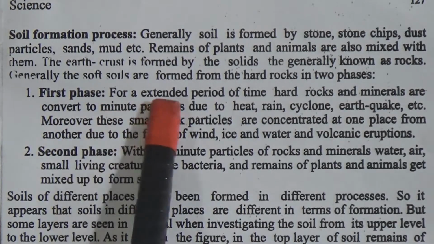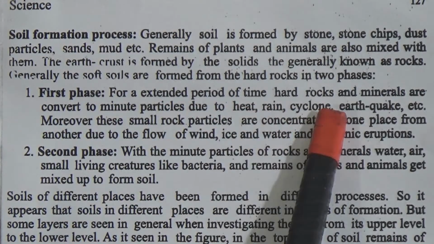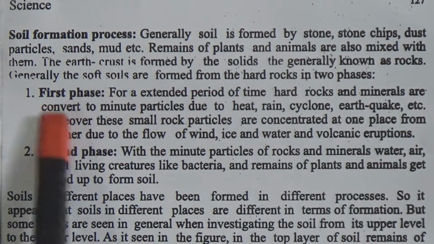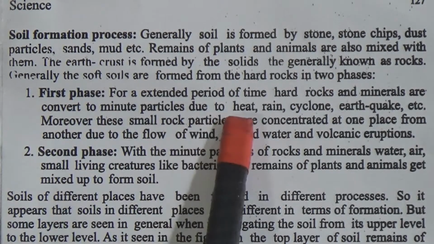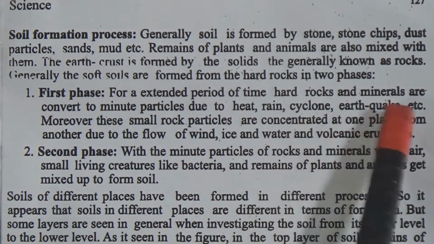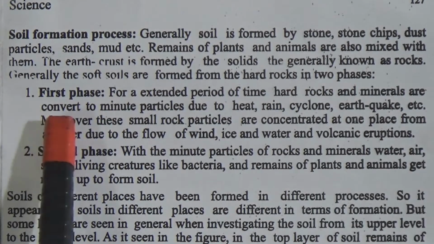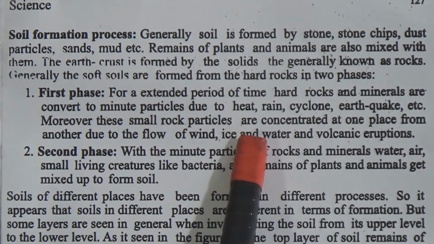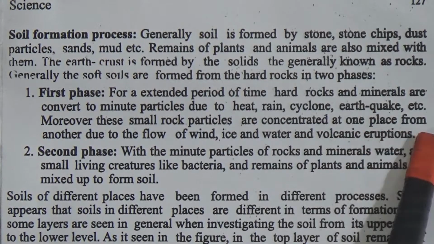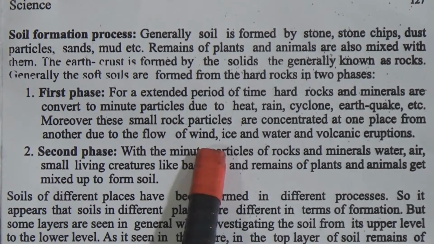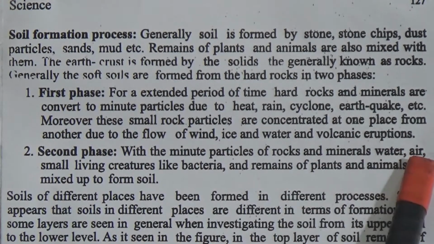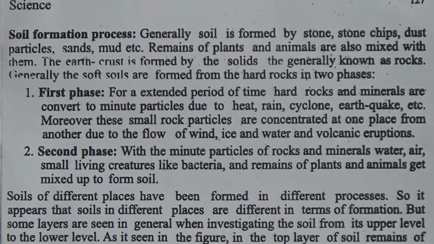First phase. Over an extended period of time, hard rocks and minerals are converted to minute particles due to heat, rain, cyclones, earthquakes, etc. Moreover, these small rock particles are moved from one place to another due to the flow of wind, ice and water, and volcanic eruption.